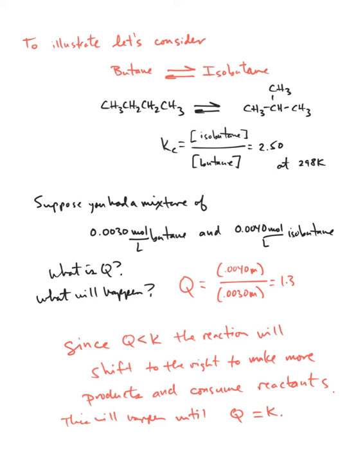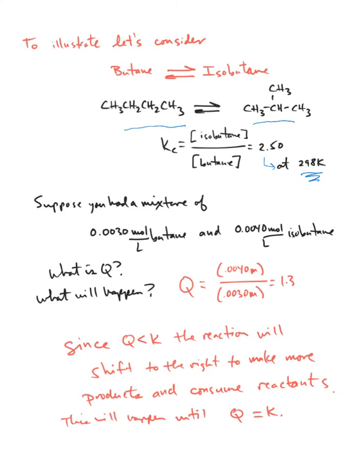To illustrate this, let's look at this equilibrium between a molecule called butane. So you were doing some organic chemistry. This is a straight chain alkane. And then you have a branch chain alkane called isobutane. Well, at 298 K, remember that equilibrium constants are only true at certain temperatures. At 298 K, the Kc is 2.50. So isobutane is 2.5 over 1, if you're going to think of it that way.